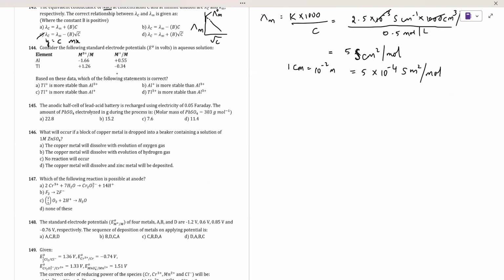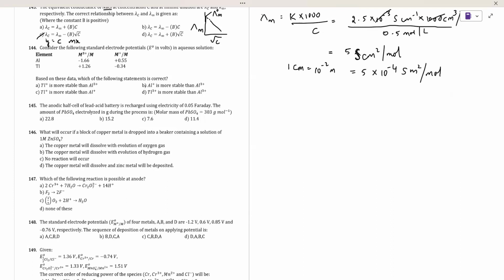What is the value for thallium plus? It is just -0.34, whereas aluminium is -1.66. The one having the higher negative value will become a very good reducing agent, and hence you cannot determine that thallium can become more stable than aluminium, isn't it? So option A is wrong.